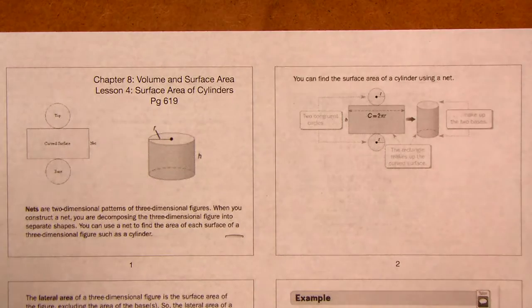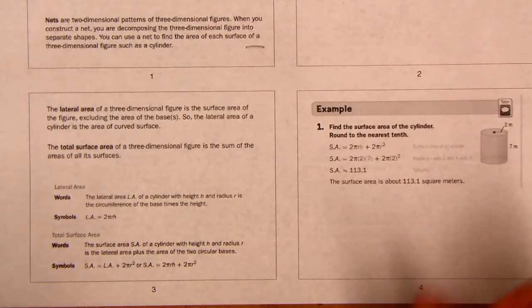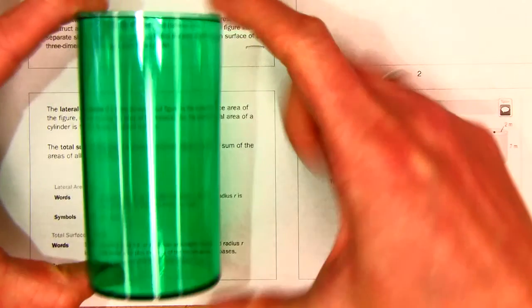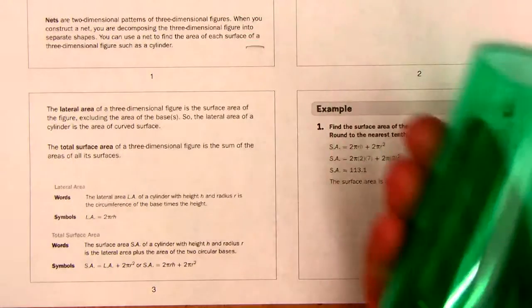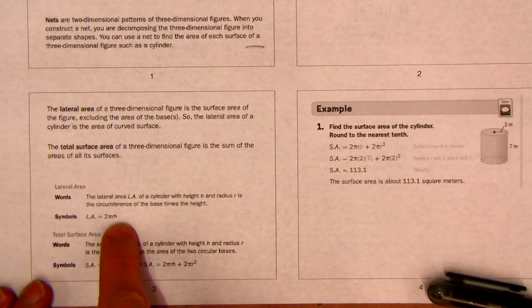What I didn't talk about was lateral area. If I'm talking about a cylinder, the lateral area is just the curved part, so it's just the rectangle. Notice 2 pi r h. And then if I want total area, I'm going to add 2 circles. So they put their 2 circles last.